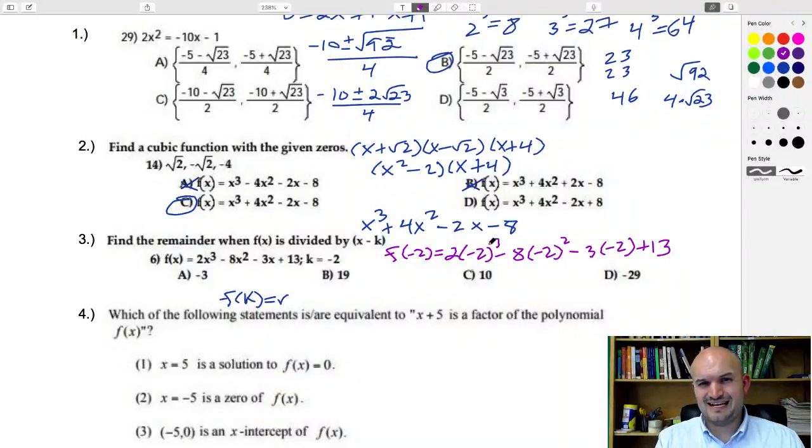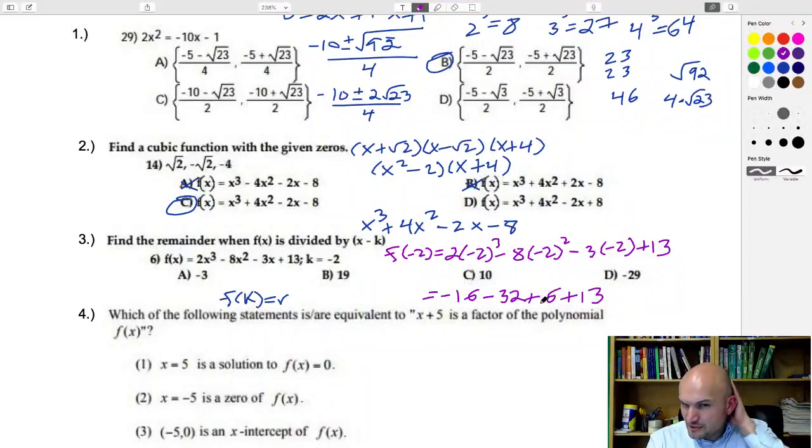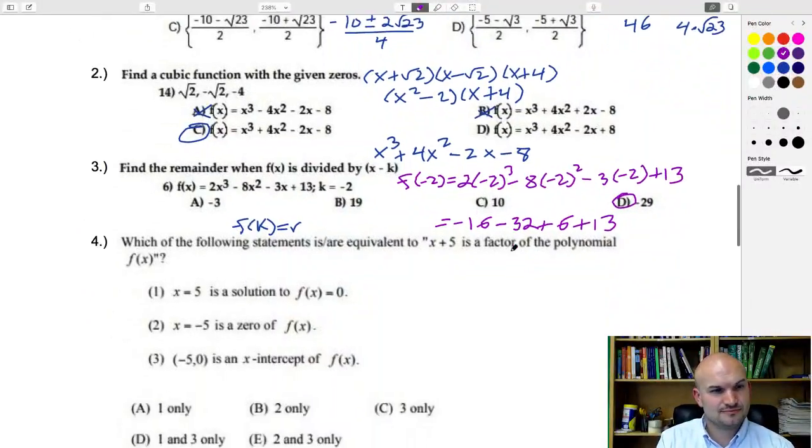Let's see what we get here. So that becomes a negative 8, so that's a negative 16. This becomes a positive 4 times a negative 8, so that's a negative 32. This is a positive 6, and then plus 13. So let's see here. In this case, I'm getting a 19. 19 plus negative 16 would be a positive 3, and then positive 3 plus negative 32 is going to be a negative 29. Looks like the answer is D.